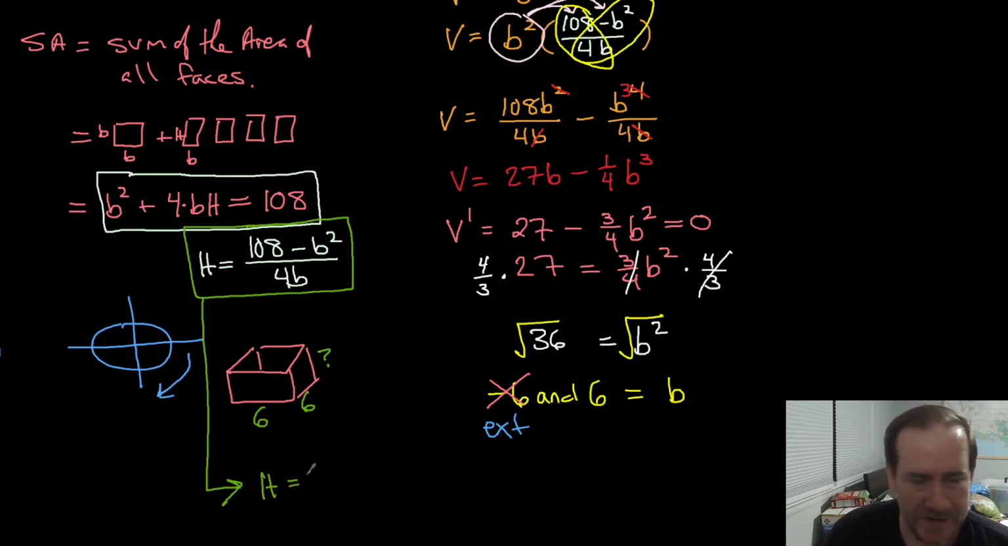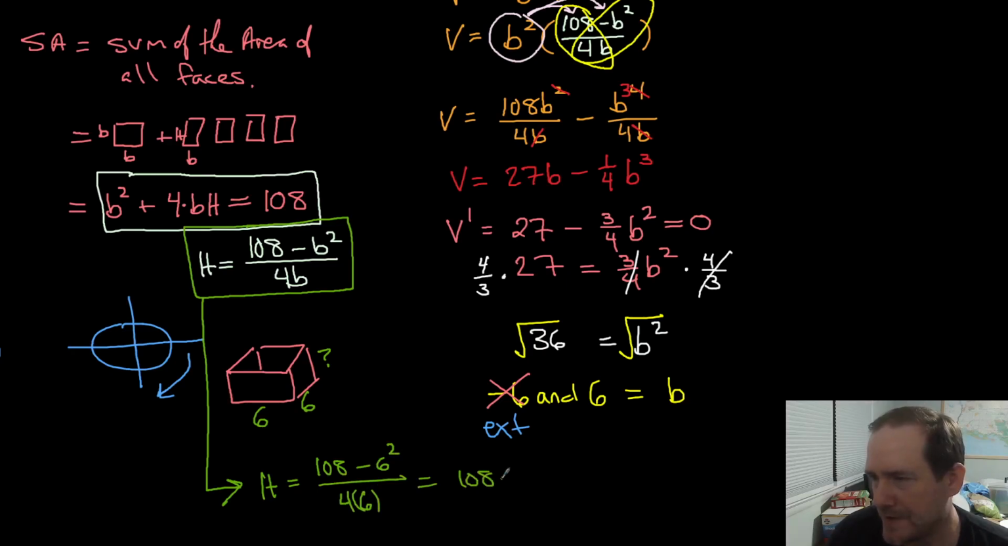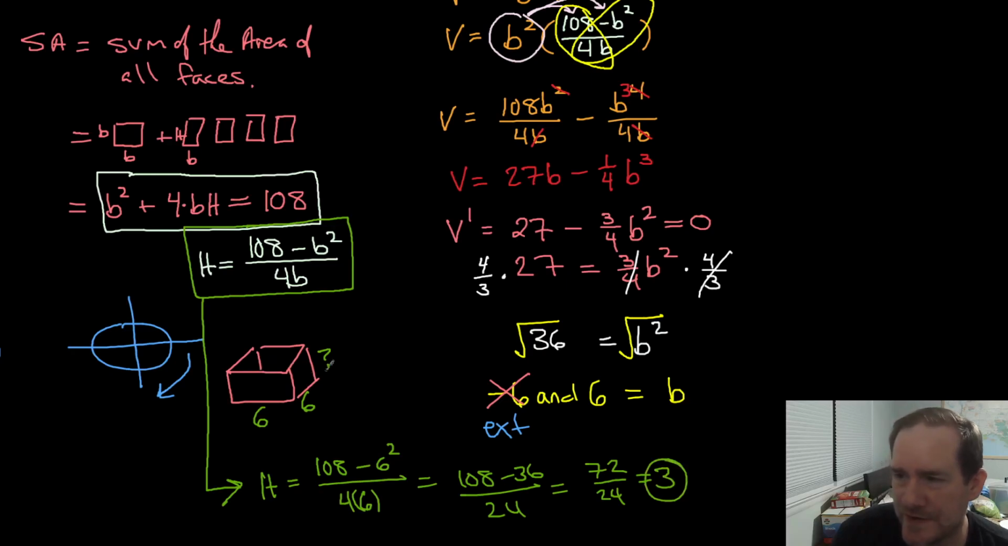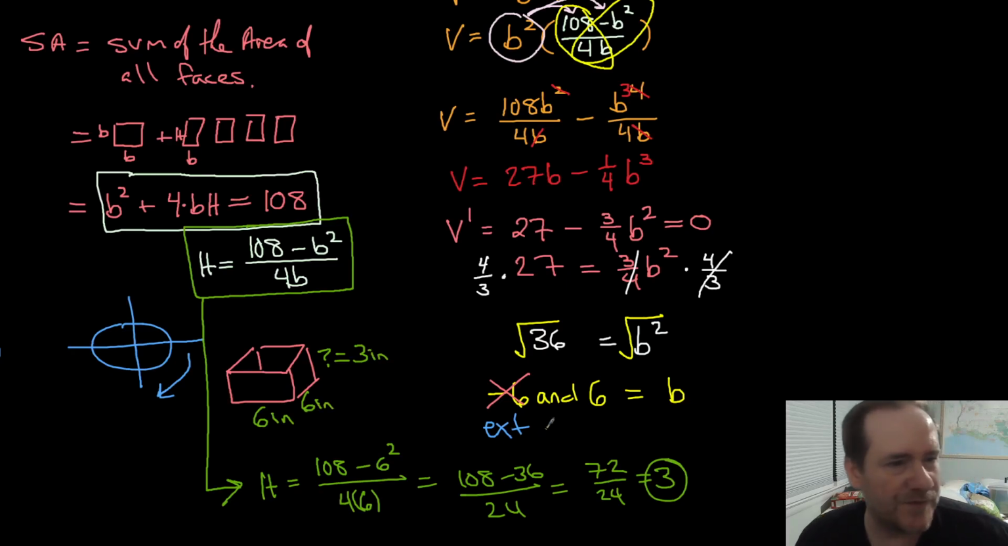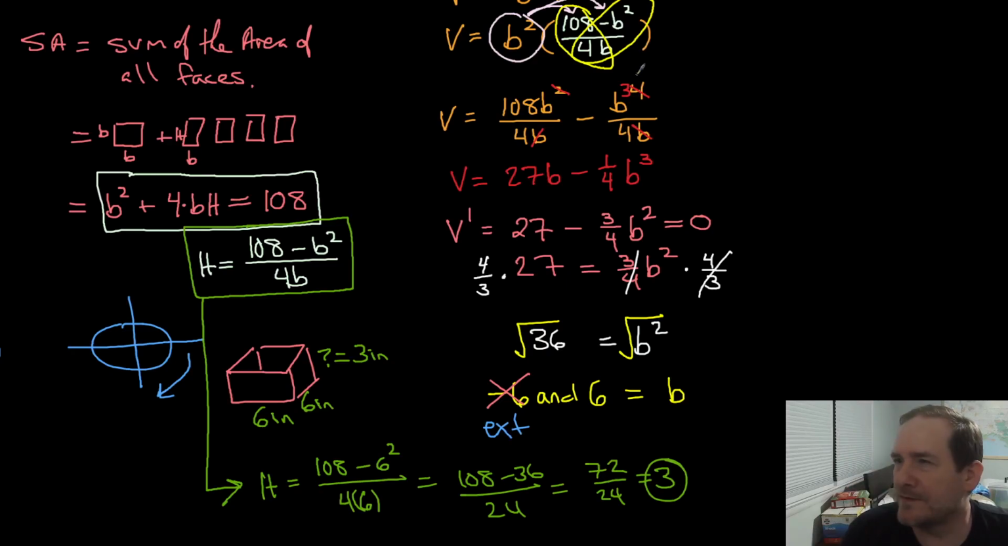So we know the height is going to be whatever 108 minus 6 squared, divided by 4 times 6, is. That's 108 minus 36 divided by 24, which is 72 divided by 24, which is 3. So we know that our little box will have the maximum possible volume if we let it be 6 inches by 6 inches by 3 inches. So that's it. That's how you do these problems.